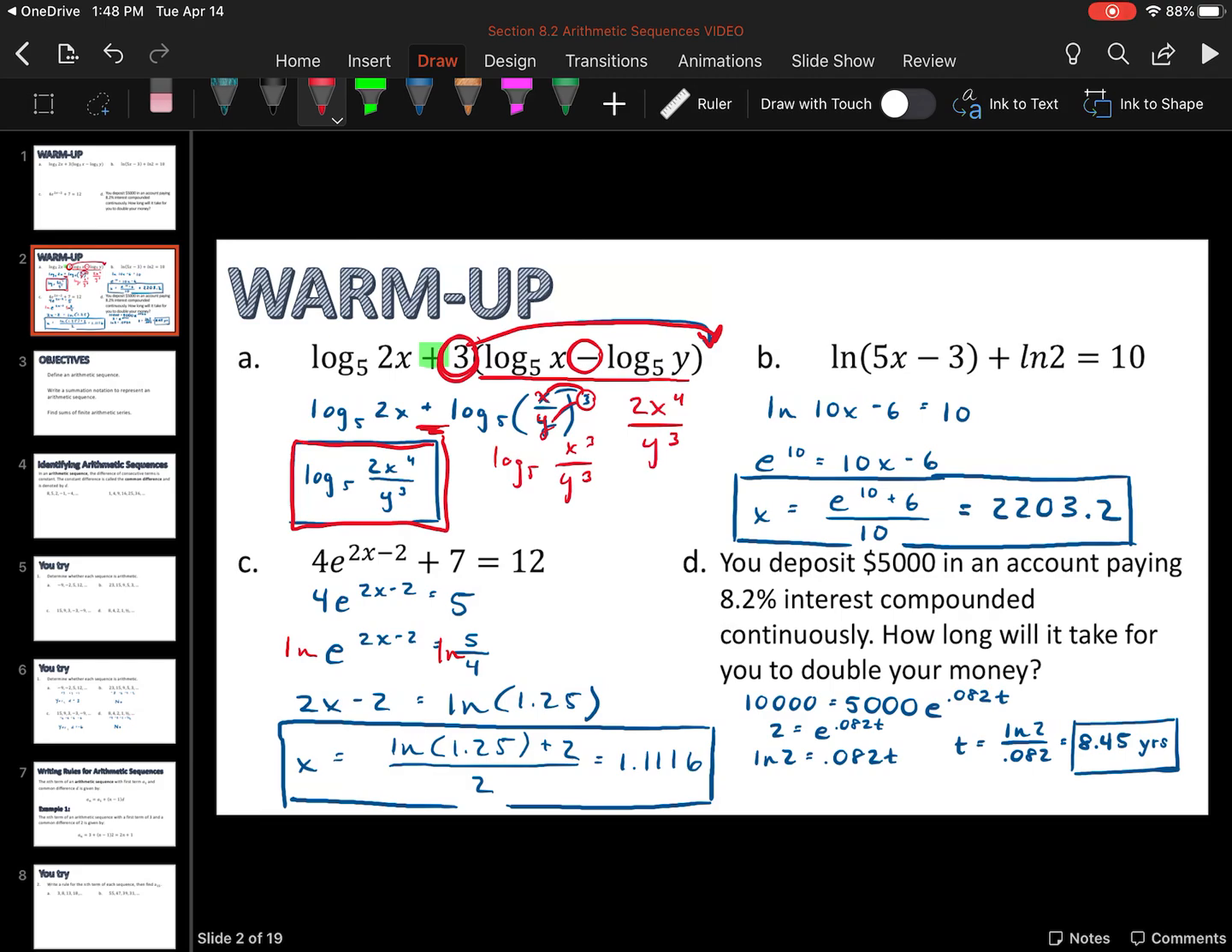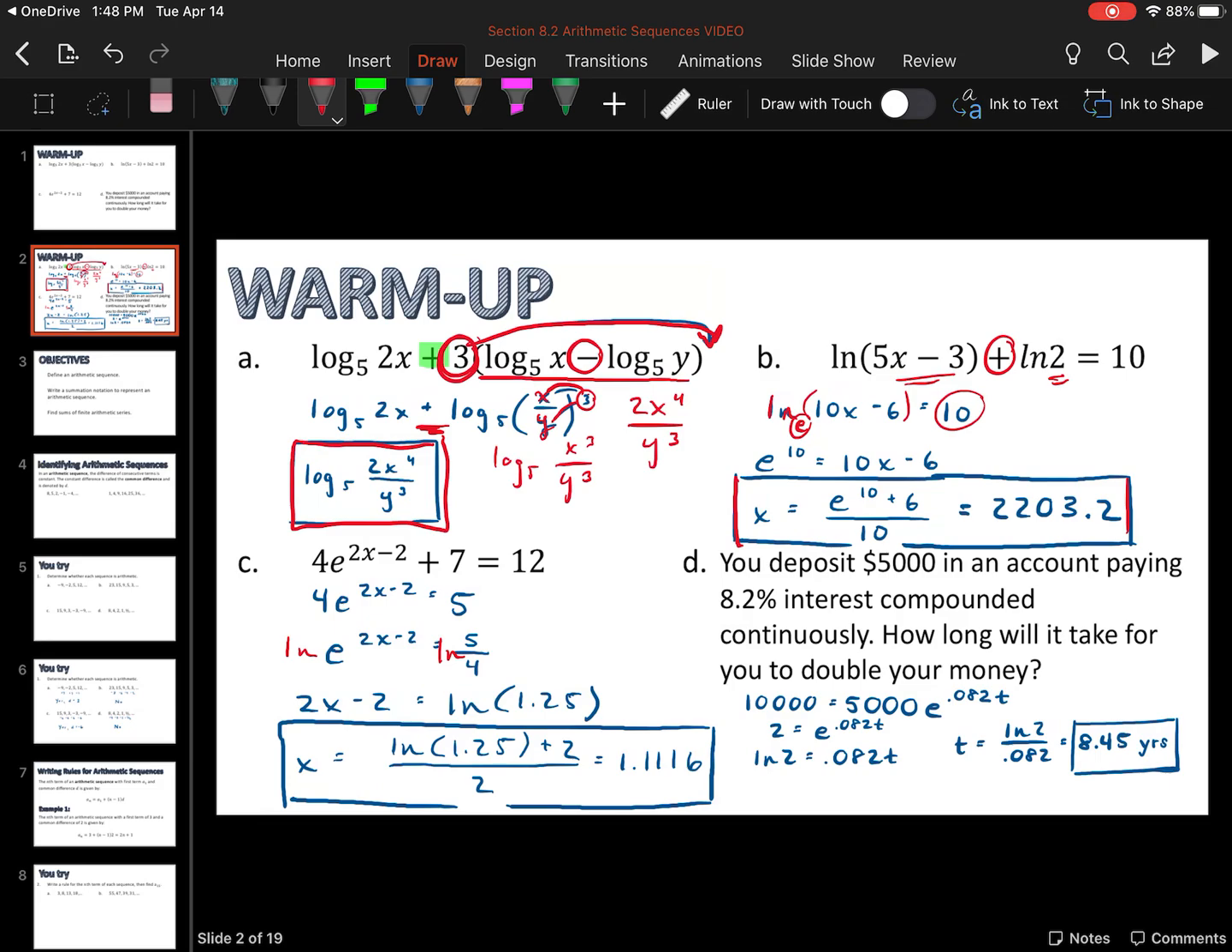For part B, it's just natural logs. We're going to use the same thing. Since this is a plus, we can multiply 5x minus 3 and 2, so you get 10x minus 6 in your natural log. In order to solve that, I'm going to switch forms. We know a natural log has a base of e, so I'm going to make it e to the 10th equals 10x minus 6. Add 6 and then divide by 10. I put both answers here, the approximate and the exact answer for you.